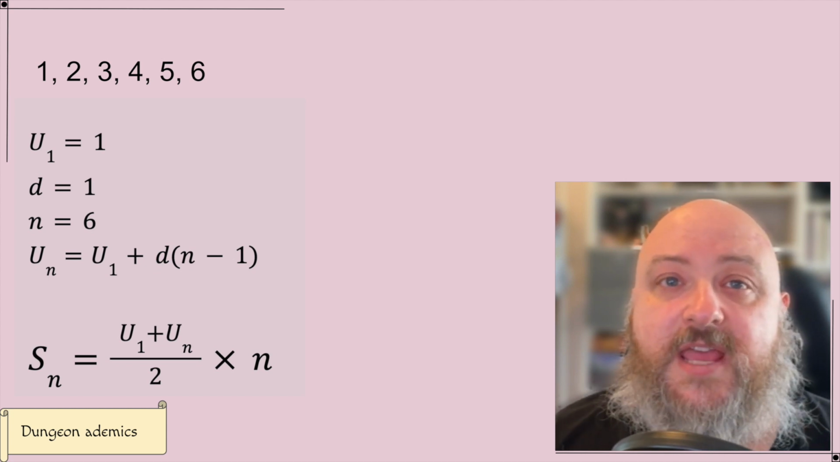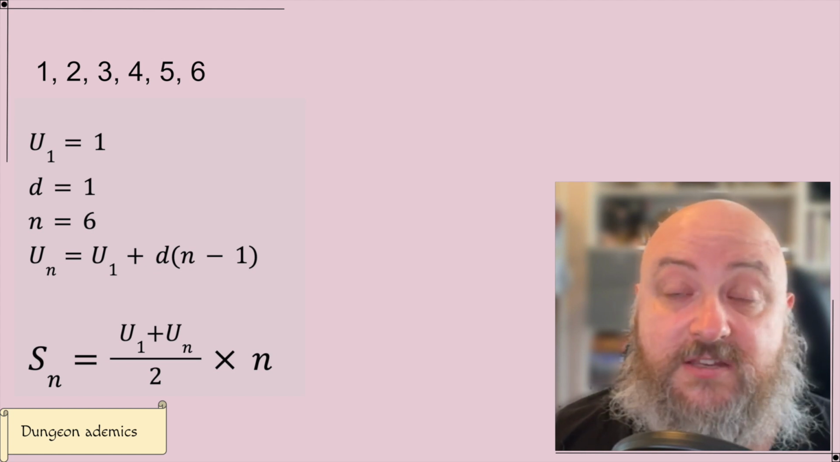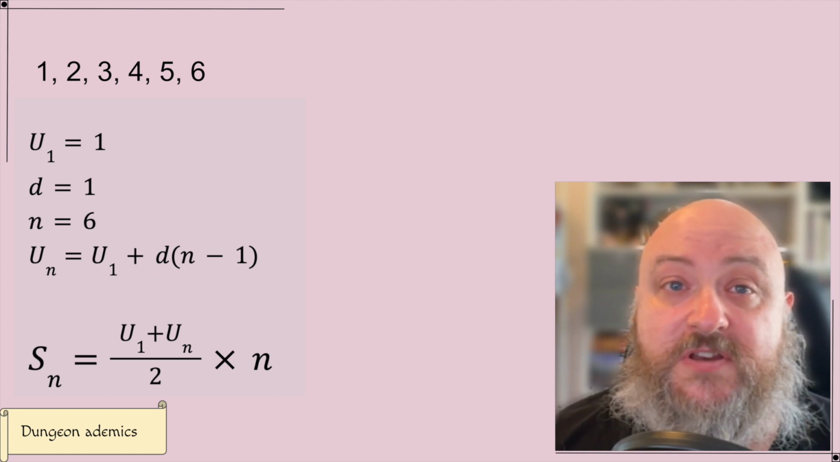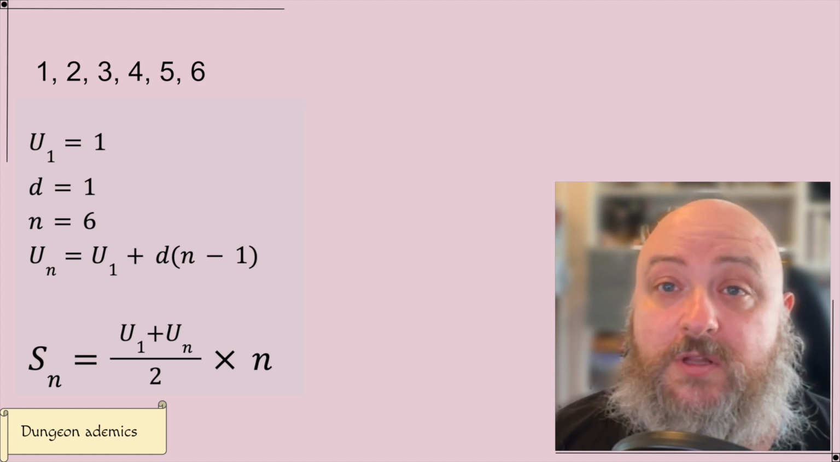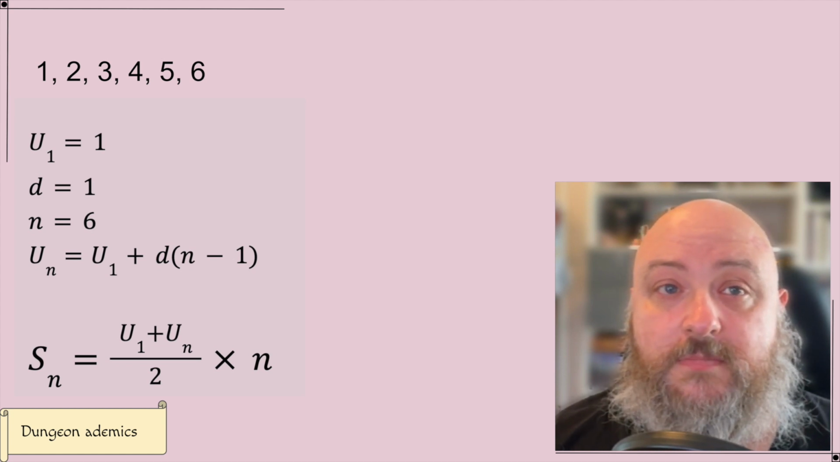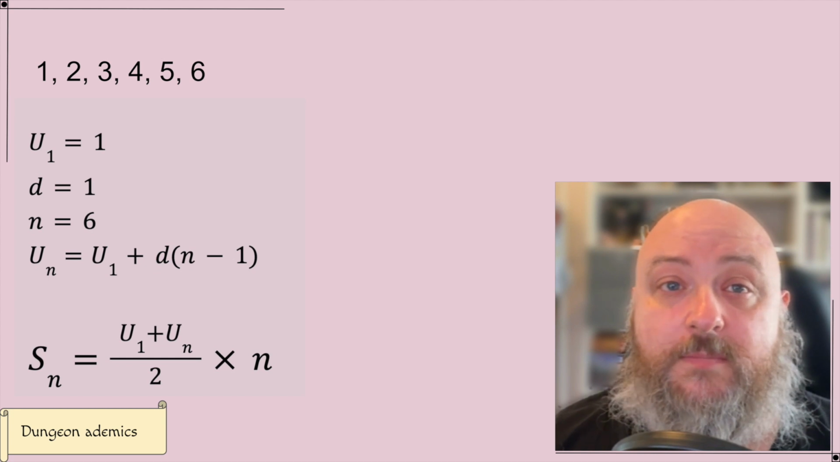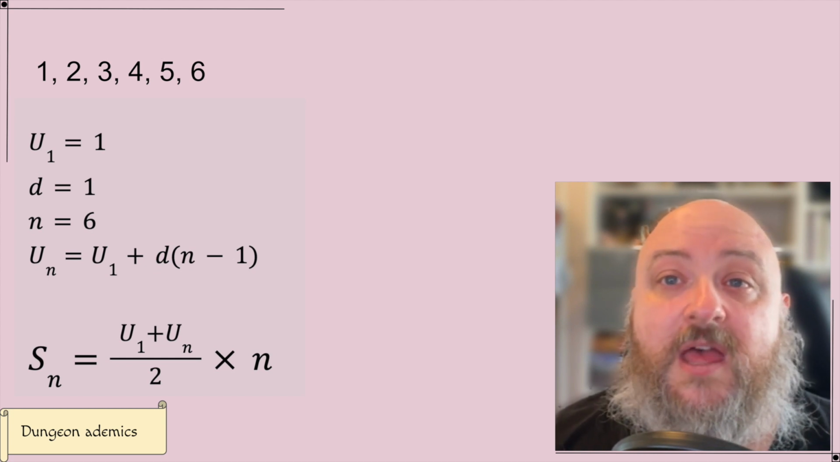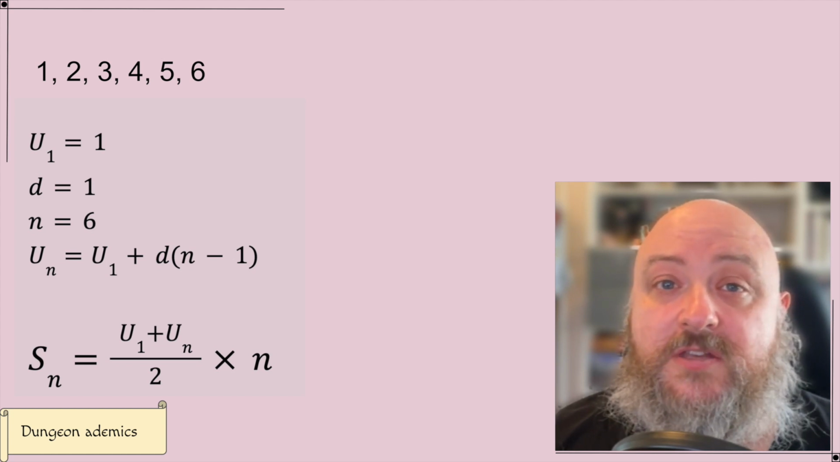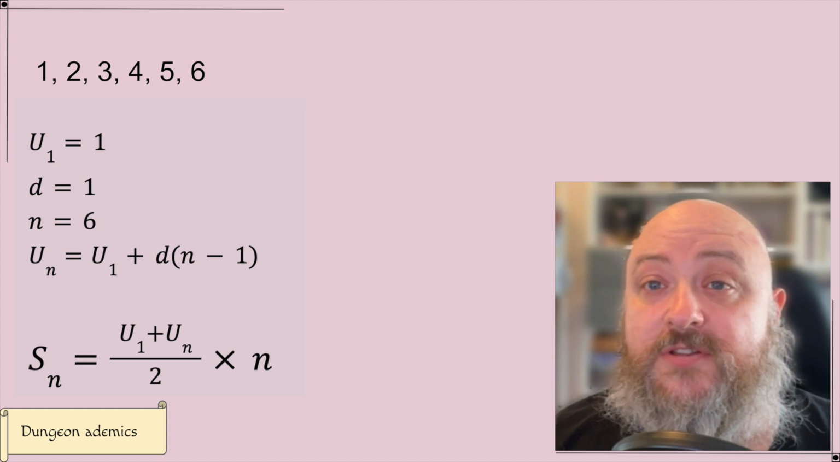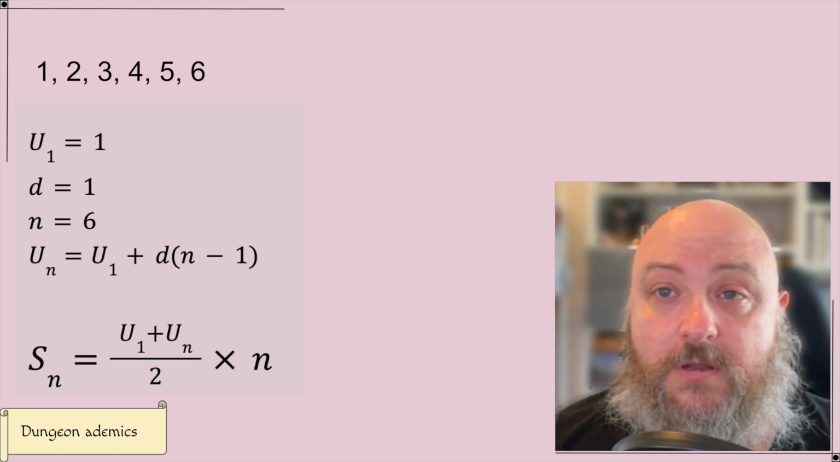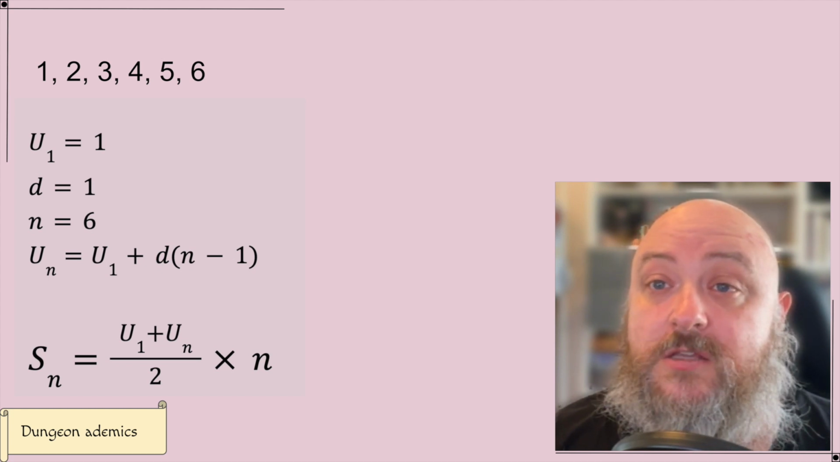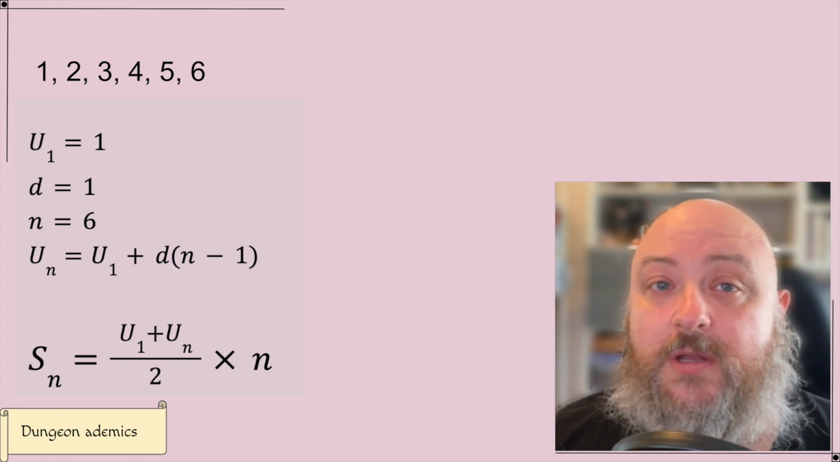To get to the second term, you add the common difference to the first term. To get to the third term, you add the common difference to the second term, or double the common difference to the first term. If you want to find the 10th term, you add 9 times the common difference to the first term. The nth term can always be found by adding the term number minus 1 times the common difference to the first term, or Un is U1 plus n minus 1 times d.